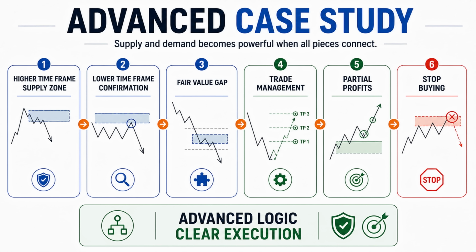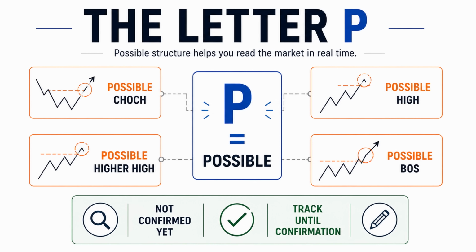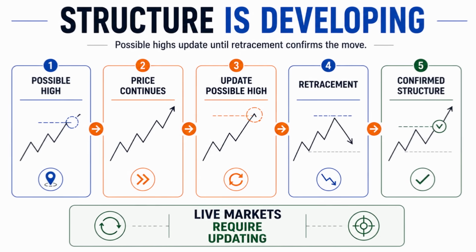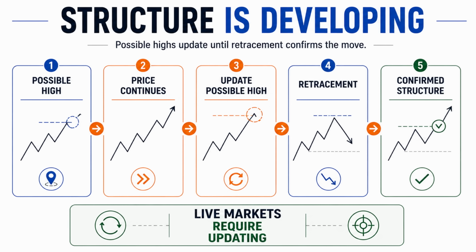So let's start with a quick note on the letter P. Before we begin, one important detail is why I use the letter P in some market structure markings, such as possible change of character, possible high, or possible higher high. The purpose is to make the structure easier to read visually, especially for beginner traders learning market structure in real time. These markings help identify where a potential change of character or break of structure may happen before confirmation. This is especially important during live trading because price is constantly developing. A possible high or possible higher high is not fully confirmed yet because price may continue moving higher before a retracement forms.